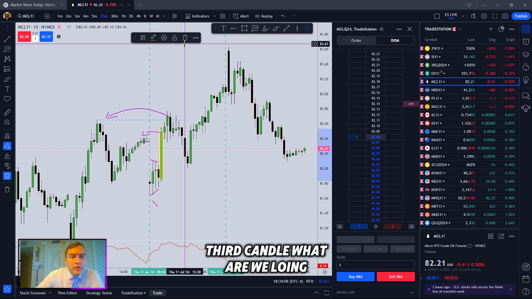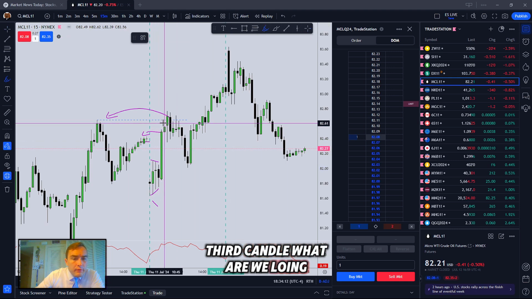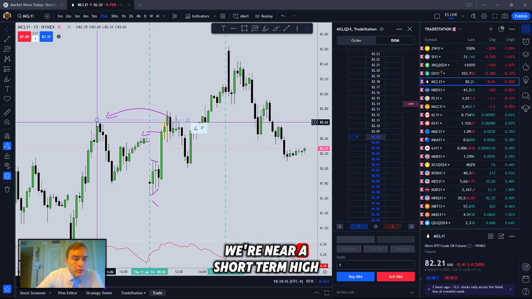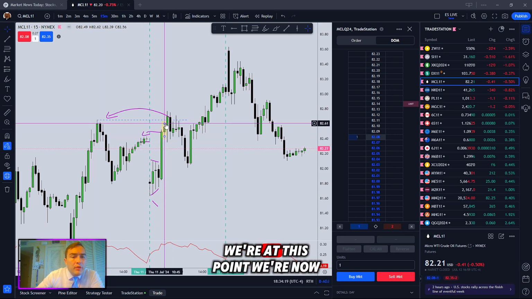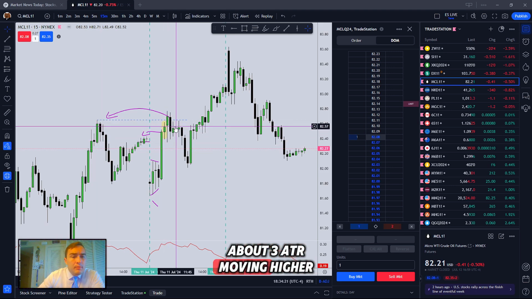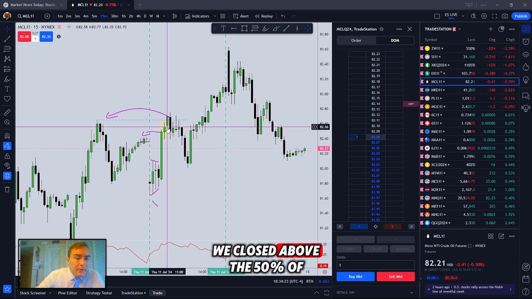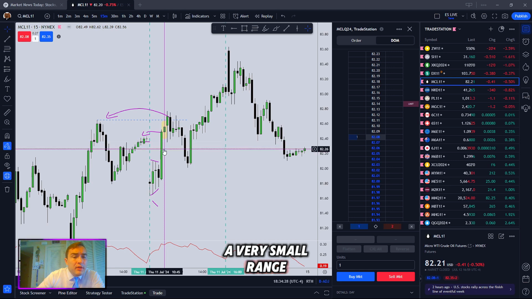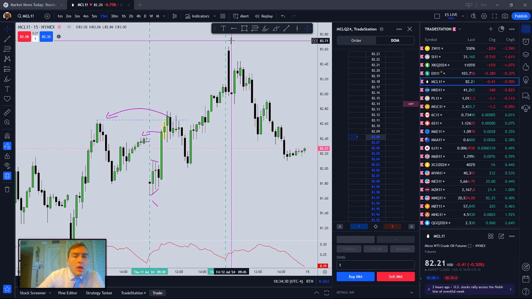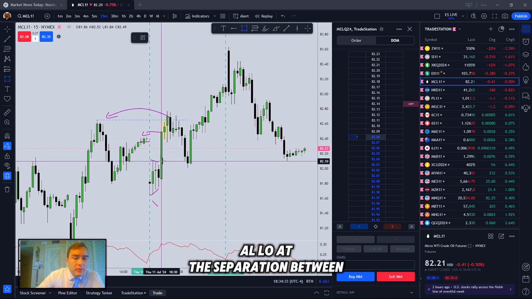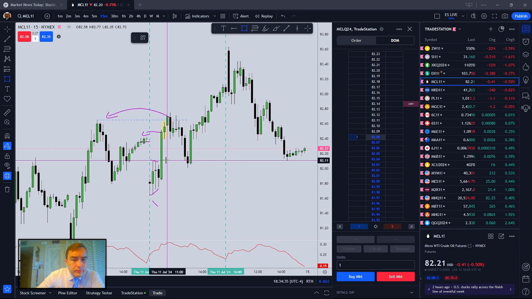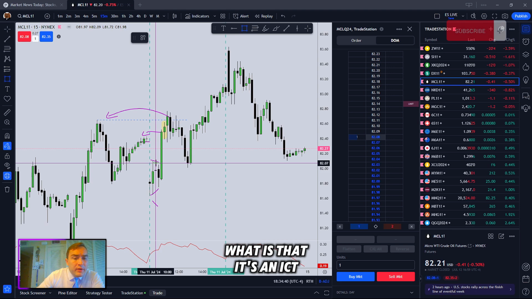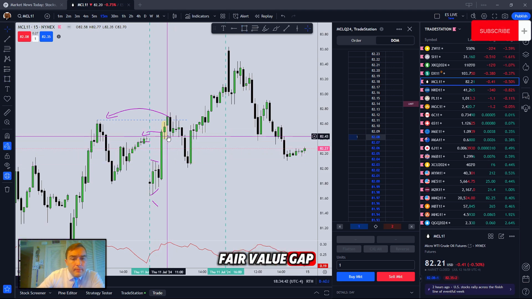Okay, guys, third candle. What are we looking for? We're looking for context. We closed above the prior candle. We're near a short-term high. At this point, we're now at about 3 ATR moving higher. Notice that we closed above the 50% of that candle's range, but that candle has a very small range, especially in comparison to the last candle. Also, look at the separation between the 1030 candle and what's coming up on the 1015 candle and the 1030 candle. What is that? It's an ICT fair value gap.